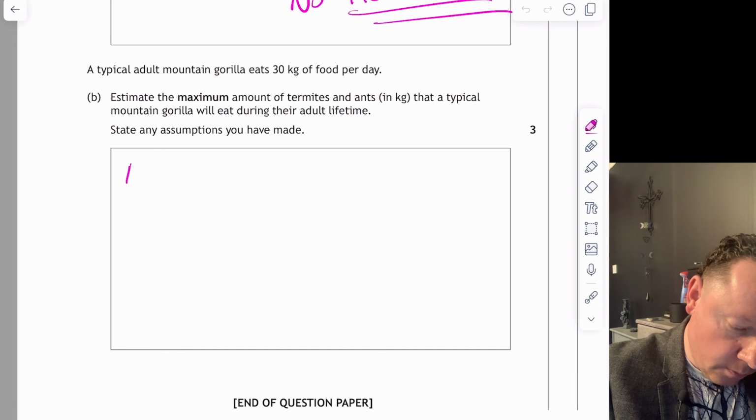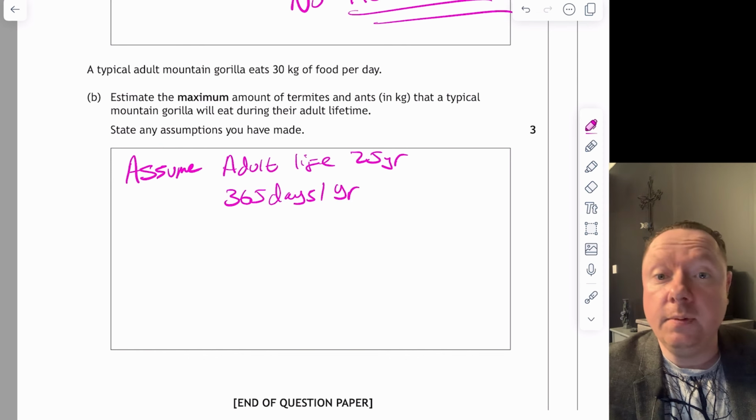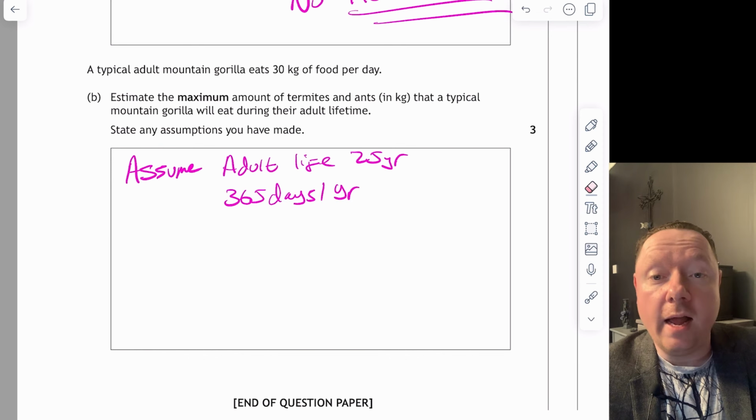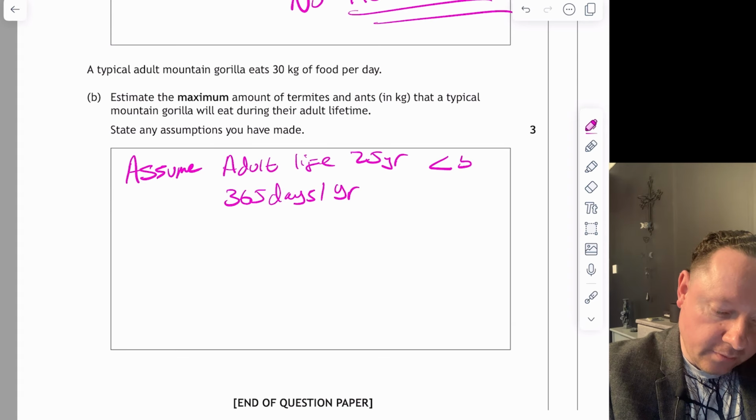So we're going to assume their adult life is 25 years. We're going to assume the usual, that there's 365 days per year to get rid of the leap years. We've got that, we've got to estimate the maximum amount of termites. So the maximum will have to be less than 50%.